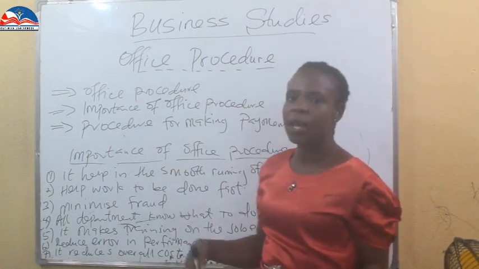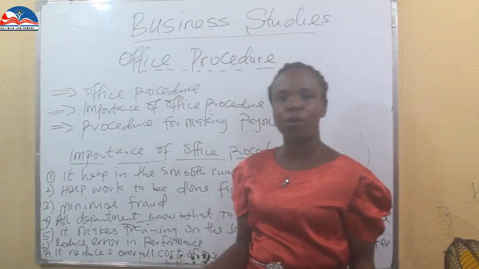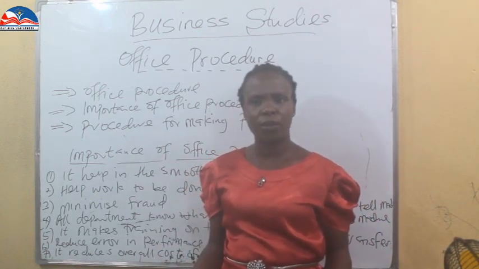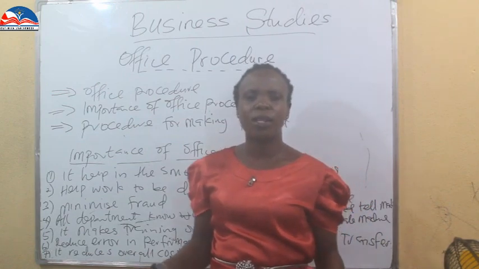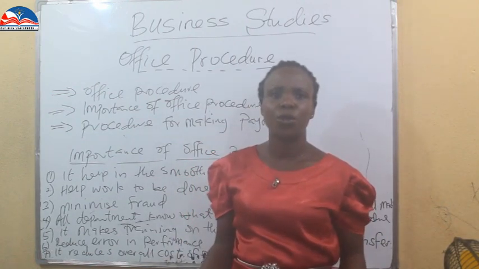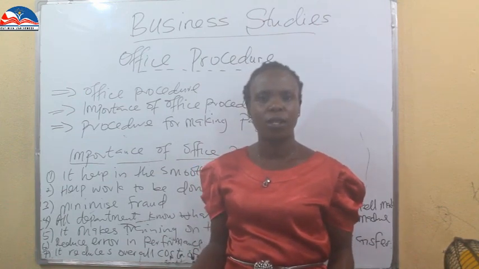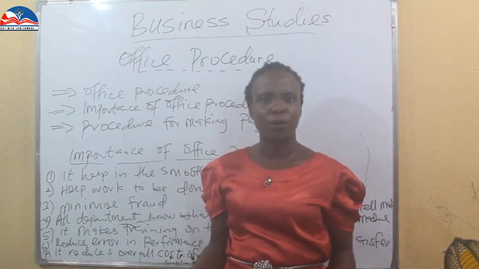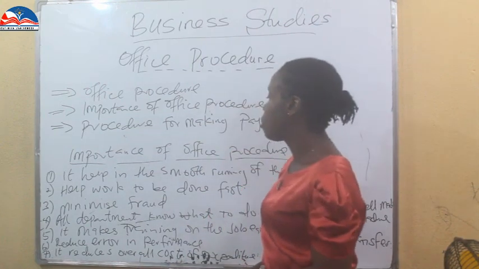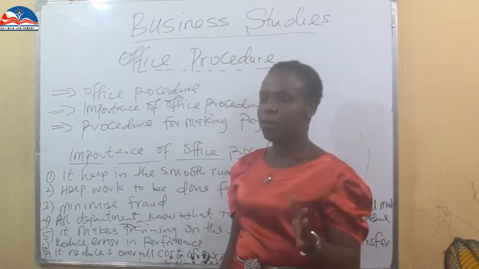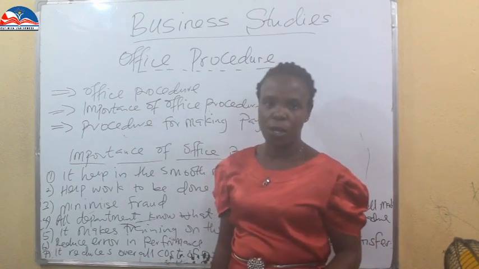Now the second one is, why is office procedure important in an organization? Since we know that every organization has their own procedure, why do we see different ways of doing things in the organization as very important to the business? One way is it helps in smooth running of the business. If a laid down rule is put in place, the organization will run smoothly.